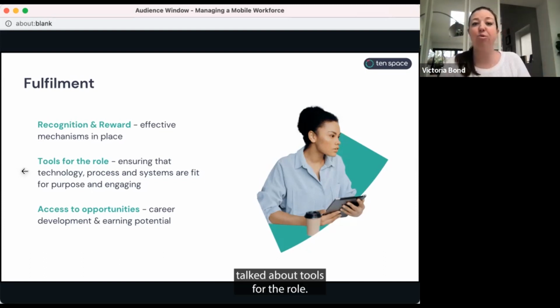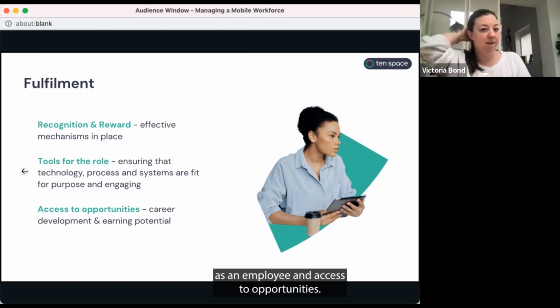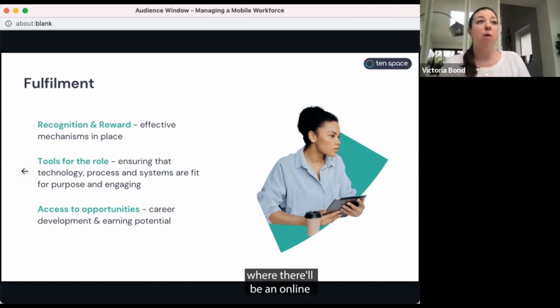We talked about tools for the role, so really ensuring that technology, processes and systems are fit for purpose and really engaging, so that for the people who are out there using them, it's part of their experience as an employee. And access to opportunities. We often see this where there'll be an online learning platform, for example, but that might not be as accessible to these populations, or there's a weekly email that goes out with job adverts on, and that doesn't go out to everybody because not everybody's got email, etc.